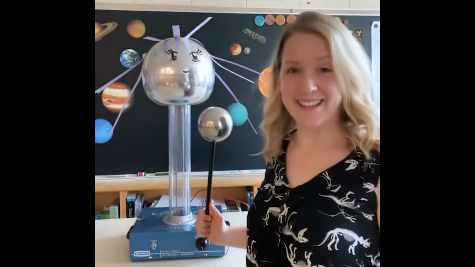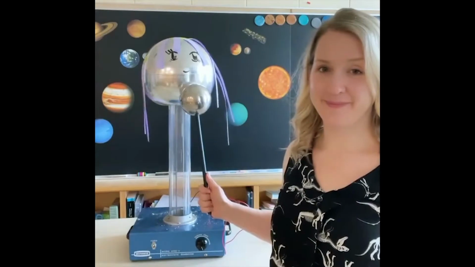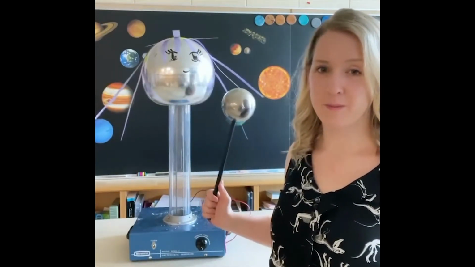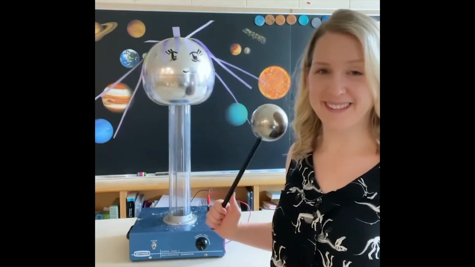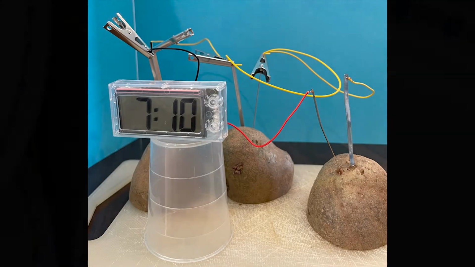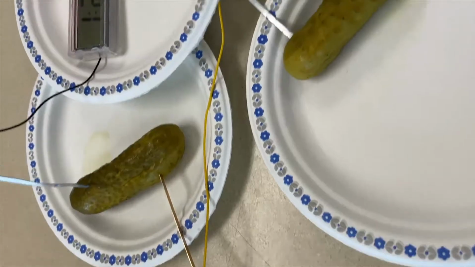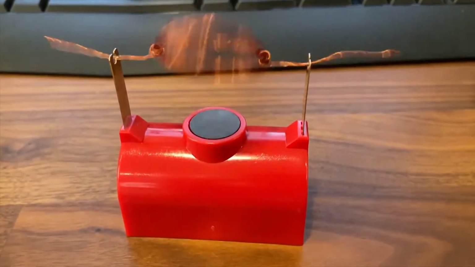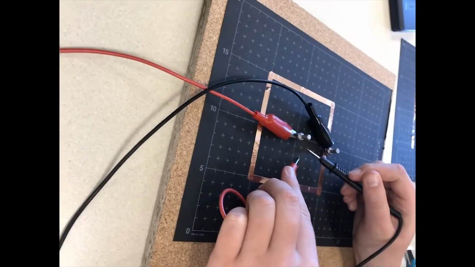Give your Van de Graaff machine a new hairstyle. You can also use dry erase markers to draw a face on your Van de Graaff machine, and it gives it a little bit more fun. Use fruits and vegetables to create batteries. Build a motor. Use a multimeter to plot equipotential lines.